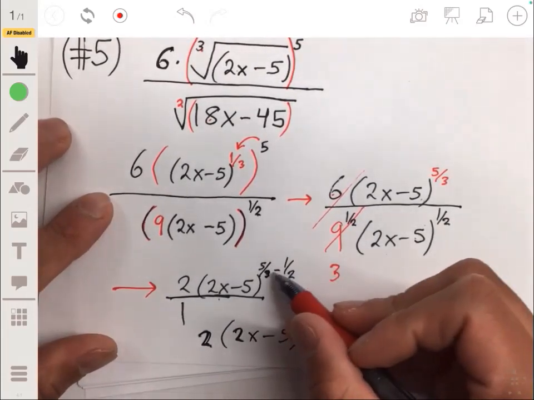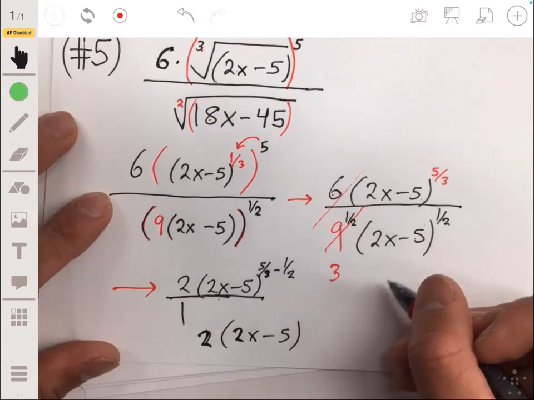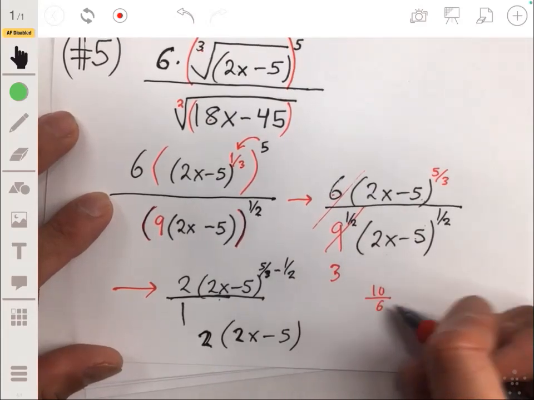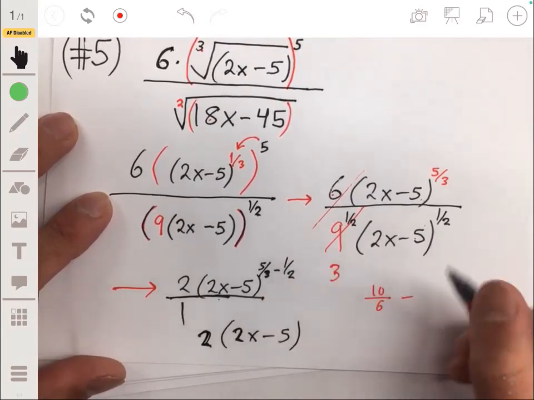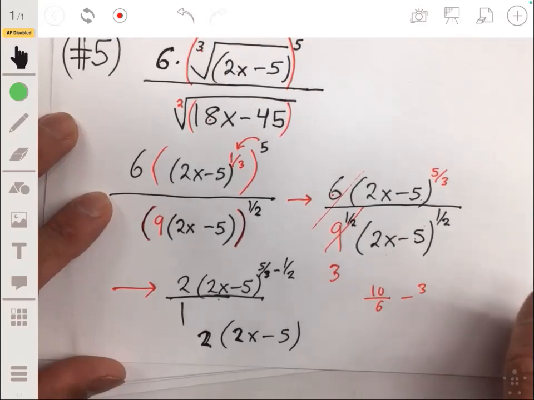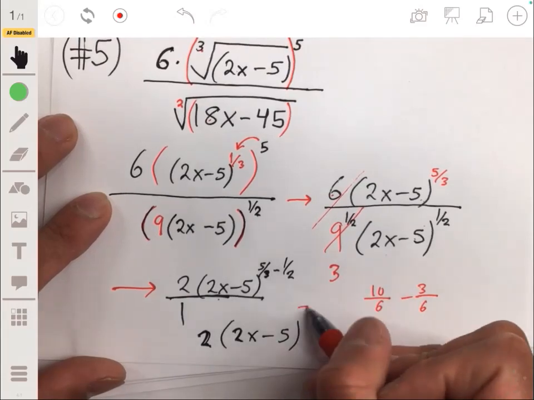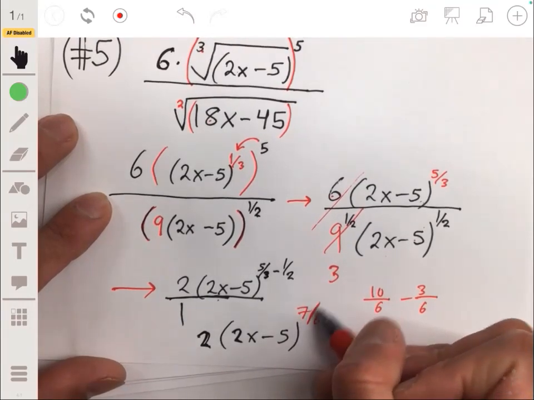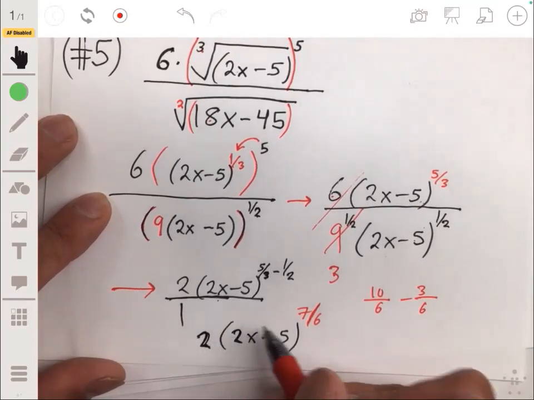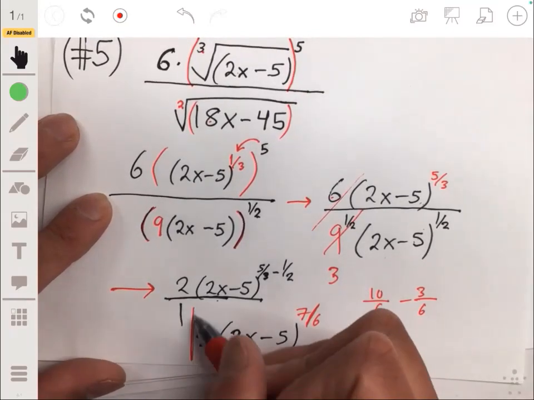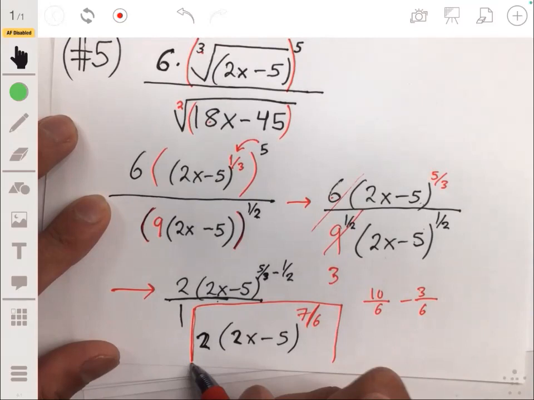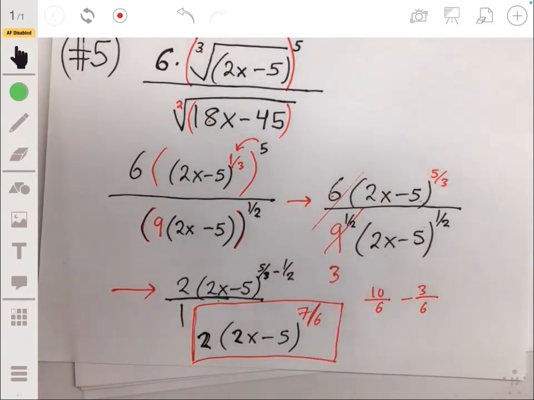You can put them both over 6. So 5/3 is the same as 10/6, and 1/2 is the same as 3/6. So it's just 10/6 minus 3/6, or 7/6. And so your final answer is 2 times 2x minus 5 to the 7/6 power. And there you go. That's all there is to it.